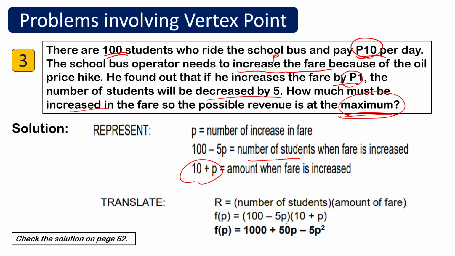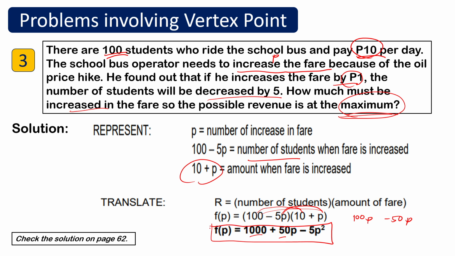And then to simplify this, we can apply the FOIL method. So 100 times 10 would be 1000. And then 100 times p is 100p. And negative 5p times positive 10 is negative 50p. Since they are similar terms, we can just combine them. 100 minus 50 is positive 50, and copy p. And for the last term, negative 5p times p gives us negative 5p squared. So this will be the function.